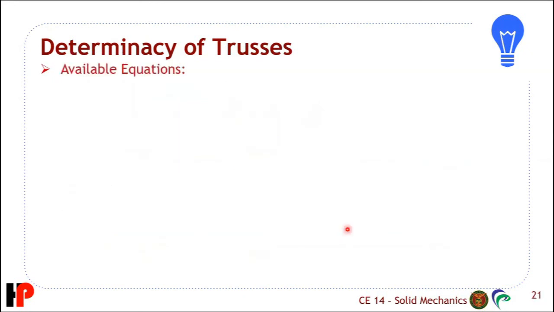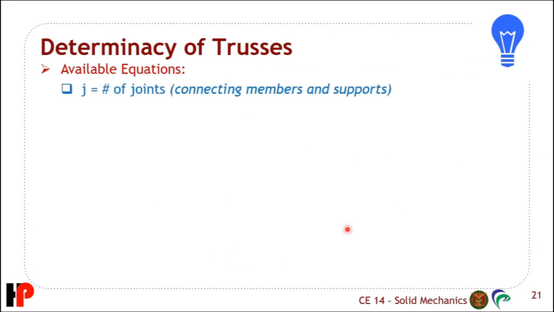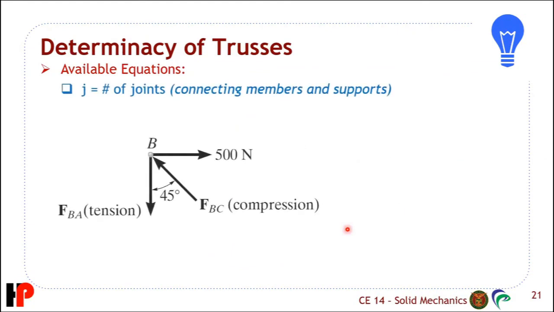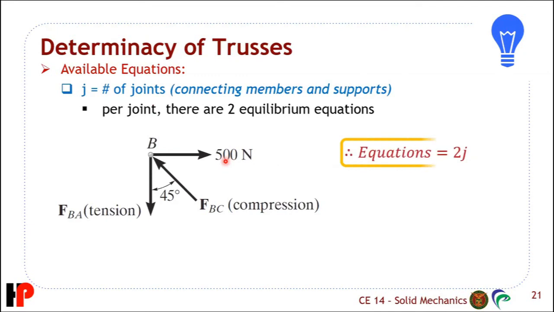Now, si equations naman, let J be the number of joints. So per joint, you only have two available equations. Summation of forces X, summation of forces Y. Wala kang available na summation of moments. Dahil nga two force body lang yung mga members. So, ibig sabihin, per joint, you only have two equilibrium equations. So your total number of equations is 2J. So wala kasing internal pin sa truss kasi nga connection nila dapat at the ends lang. So wala kang internal pin.